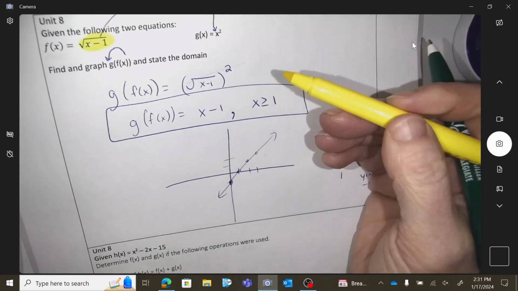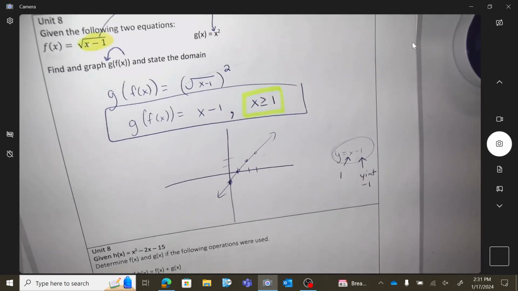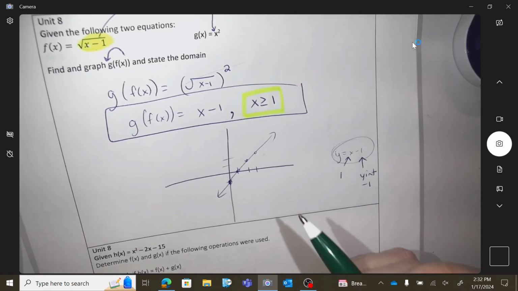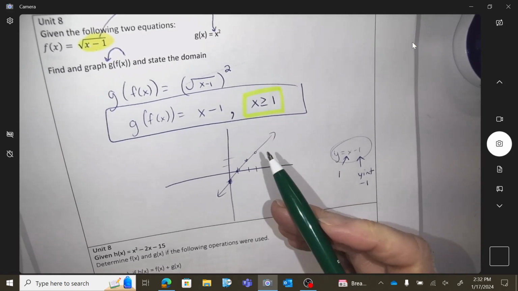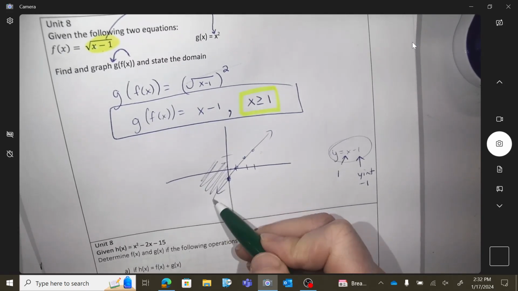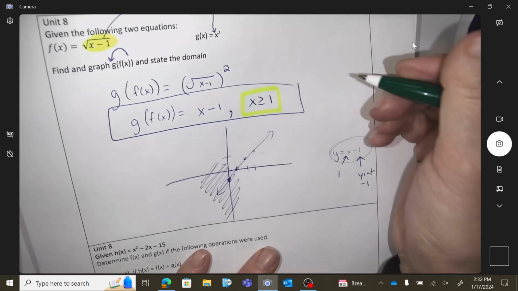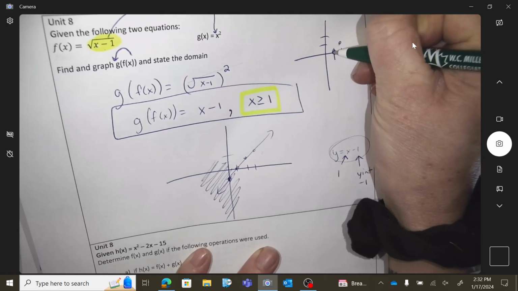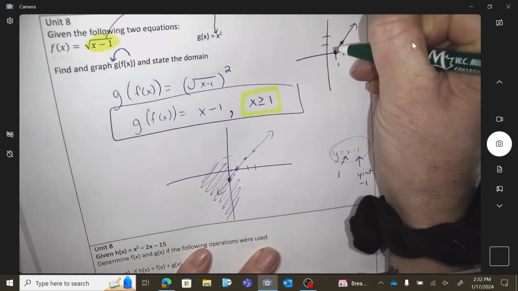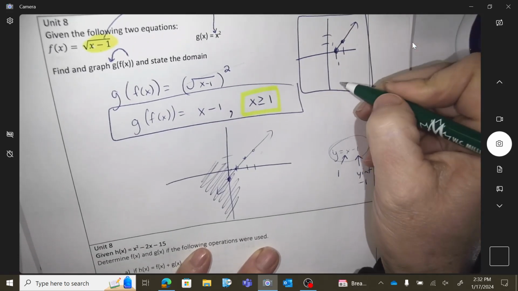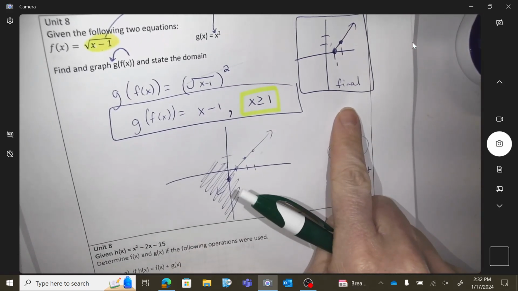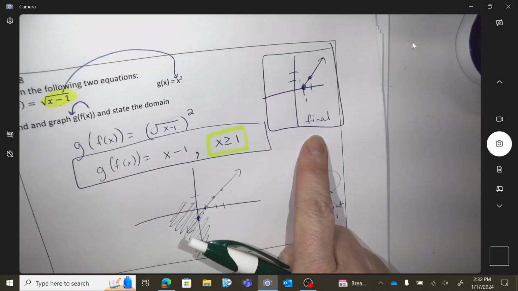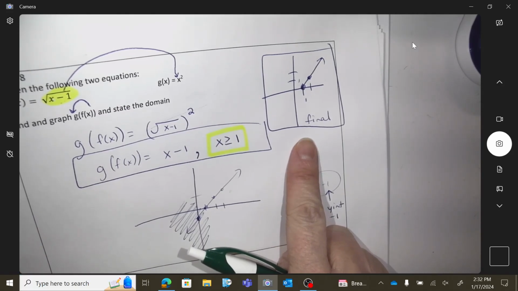Except what? You can't have all of that. You have to restrict your domain. You have to be greater than or equal to 1. So that is done. I can't do that. So this is my final answer. Okay, does that make sense? I knew what the function looked like, but I had to only take part of it.